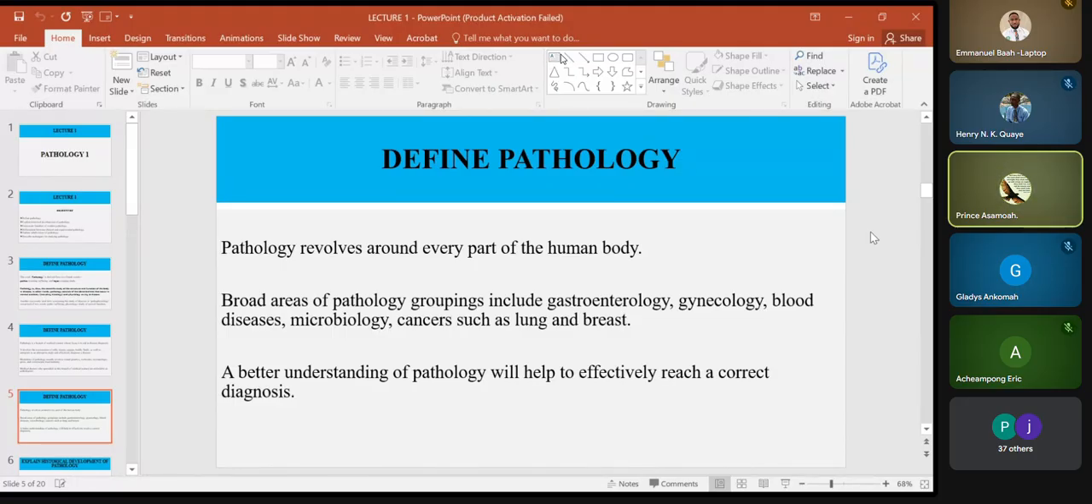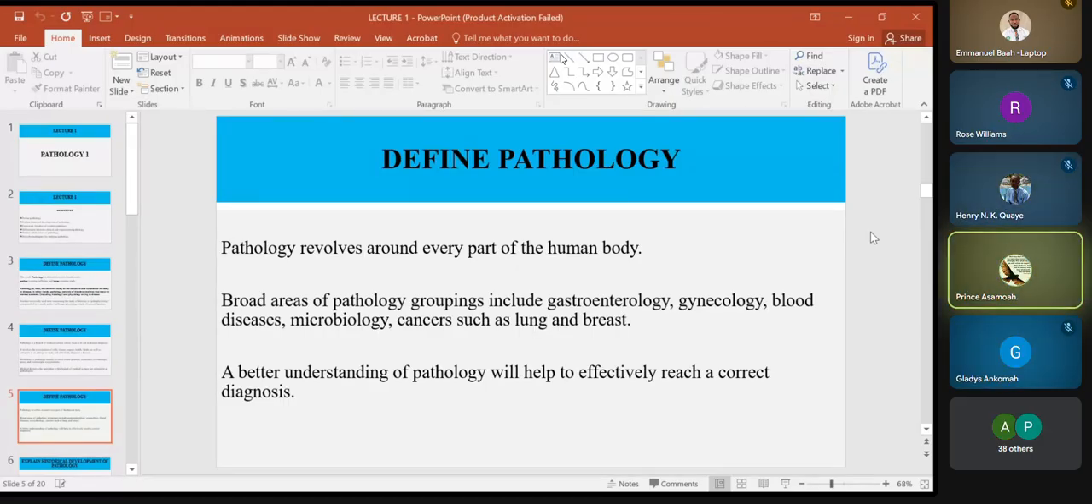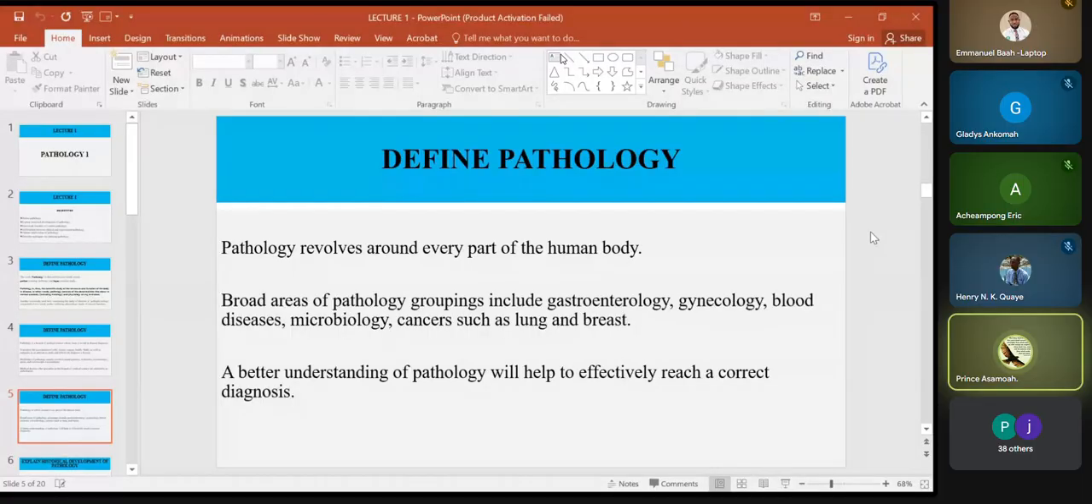If we properly understand pathology, then almost 70% of our work is done as medical practitioners. Almost 70% of the work is done, because to be able to understand properly what that disease is will tell you how to approach it.